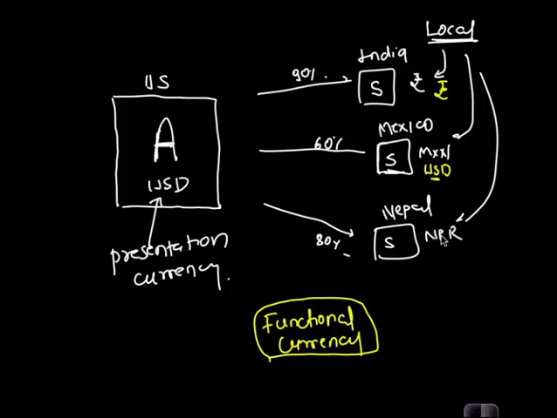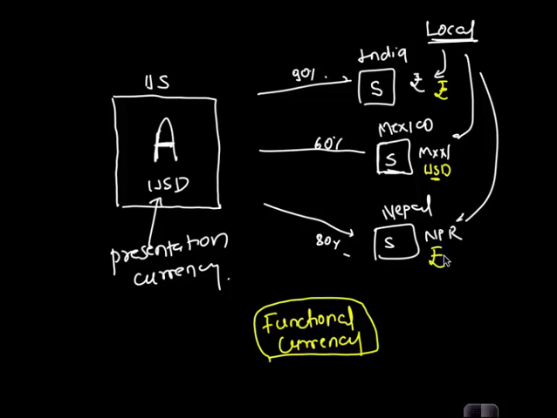Now the Nepalese subsidiary, it is in a way operated by the Indian subsidiary. Is that possible? So Indian subsidiary has a higher dominance over the Nepalese subsidiary. So here the functional currency is Indian rupees.